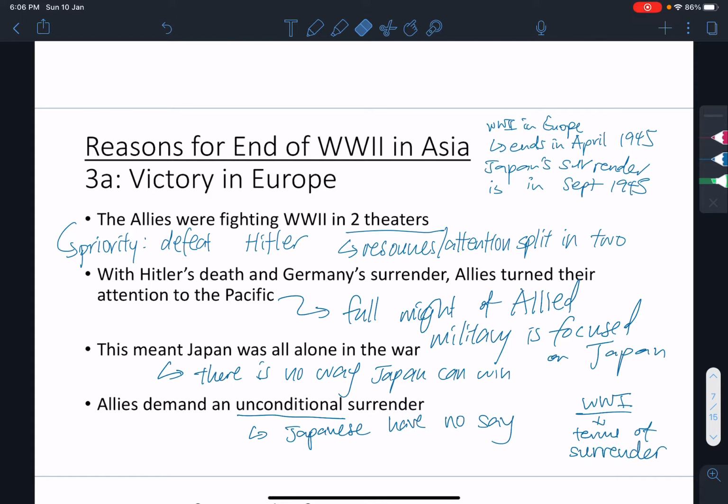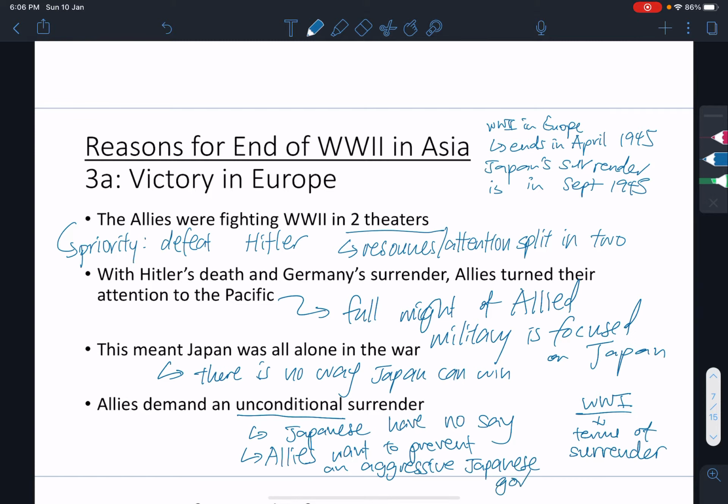So, what do the Allies want to do? The Allies want to prevent an aggressive Japanese government. So, what they want to do is actually to take over. They're going to defeat Japan and they're going to install a new government, which is actually what happened. That is why after 1945, Japan's culture is very much influenced by the USA.